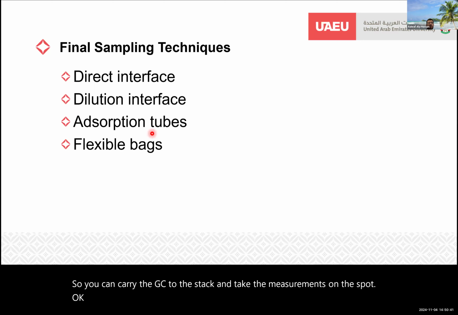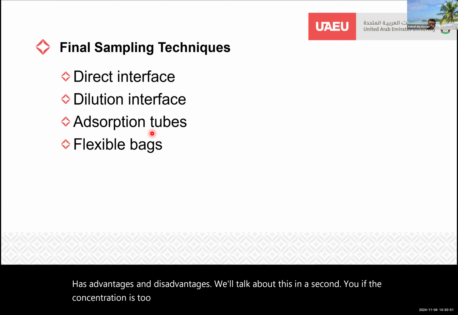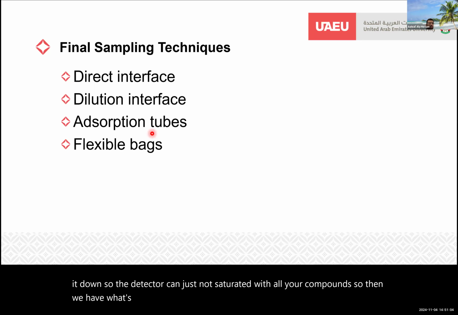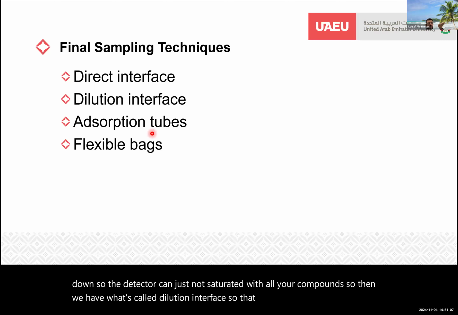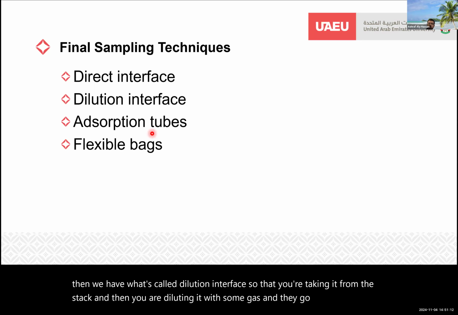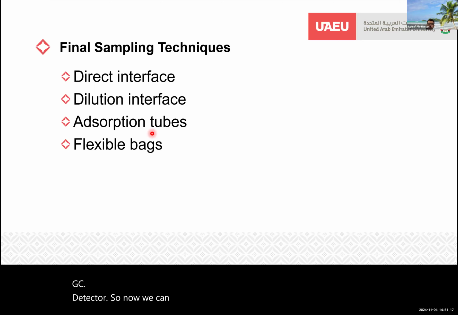Okay, so it has advantages and disadvantages. We'll talk about this in a second. If the concentration is too high for the detector, you might want to dilute it to bring it down, so the detector is not saturated with all your compounds. So then we have what we call dilution interface. You're taking it from the stack, and then you are diluting it with some gas, and they go together to the GC and the detector. So now we can measure within our good range.